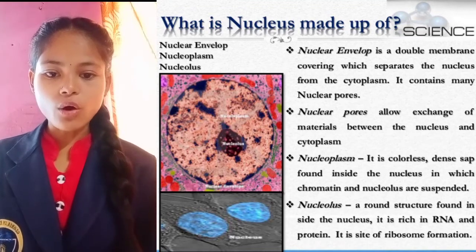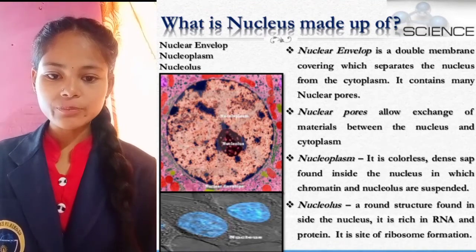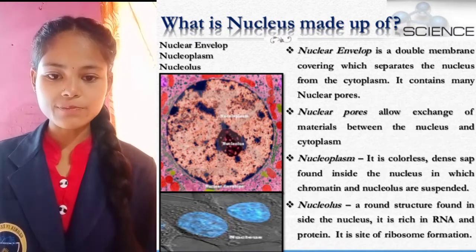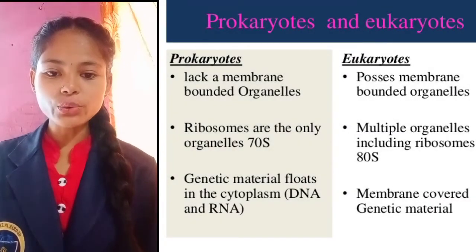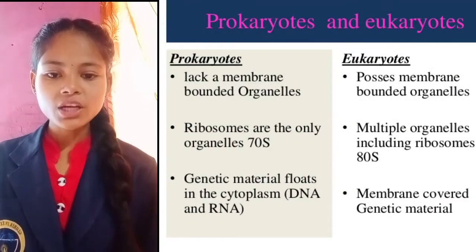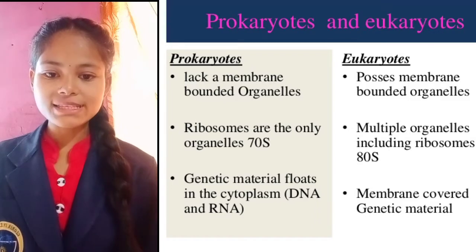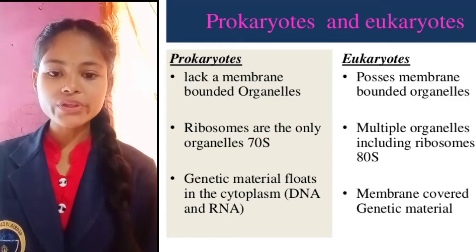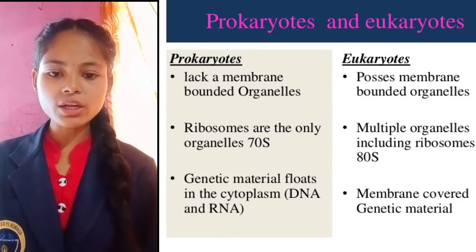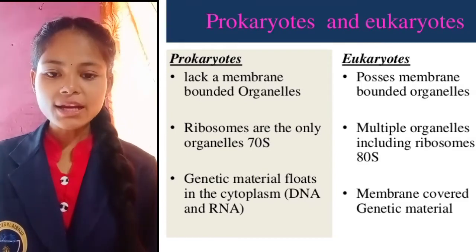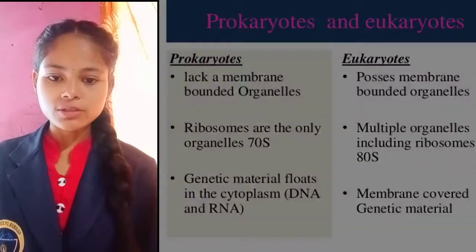On the basis of the presence of the nuclear membrane, cells can be of two types, prokaryotes and eukaryotes. A prokaryotic cell is a cell in which the nuclear membrane is not well developed and the nuclear material is scattered inside the cell. On the other hand, a eukaryotic cell is a type of cell in which the nuclear membrane is well developed and the nuclear material is confined to a particular region.